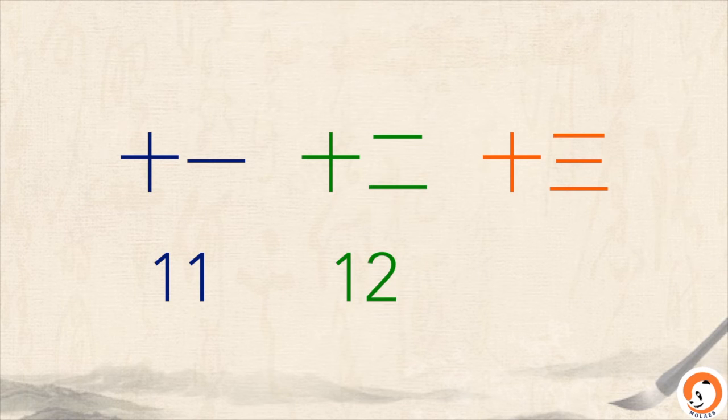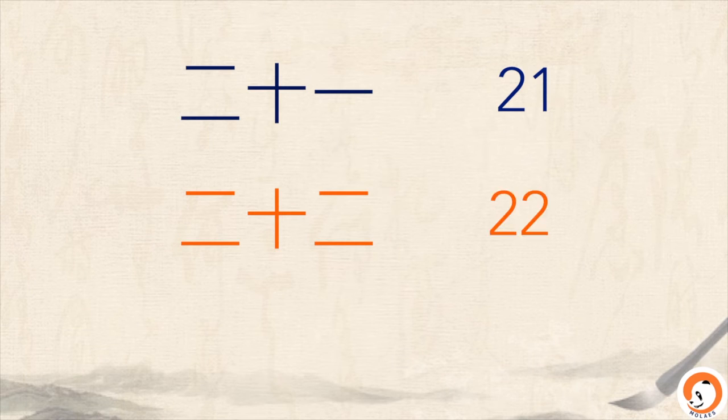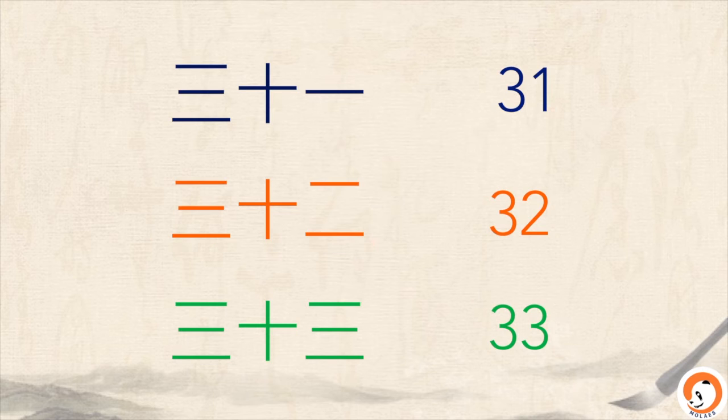十一, that's 11. 十二, that's 12. 十三, that's 13. 二十, 20. 三十, 30. 二十一, 21. 二十二, 22. 二十三, 23. And then 三十一, 31. 三十二, 32. And 三十三, 33.